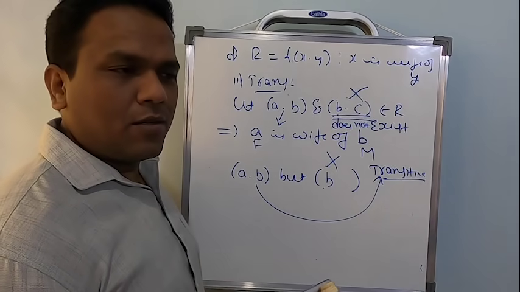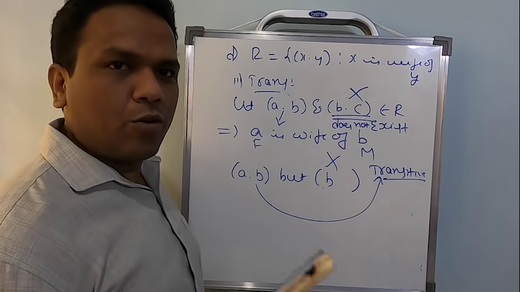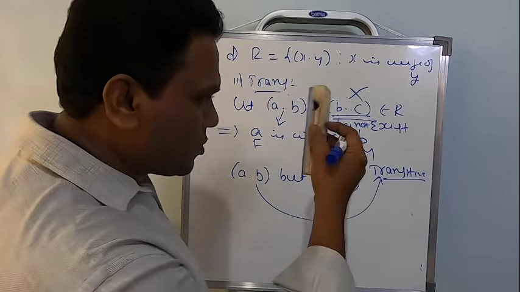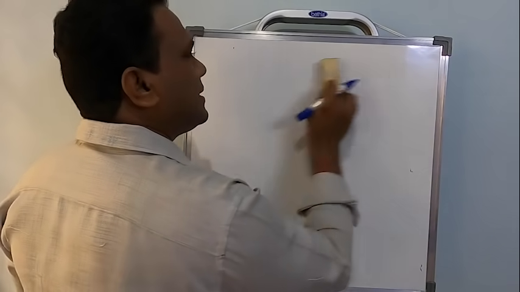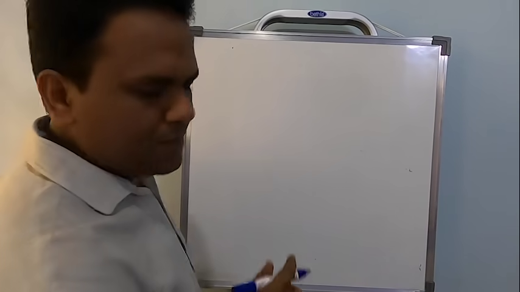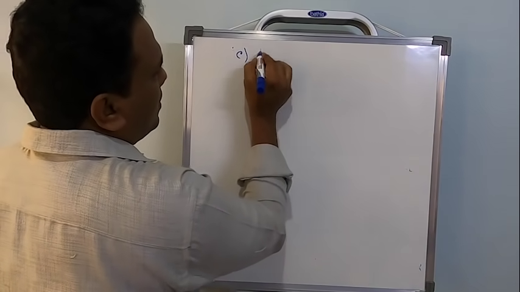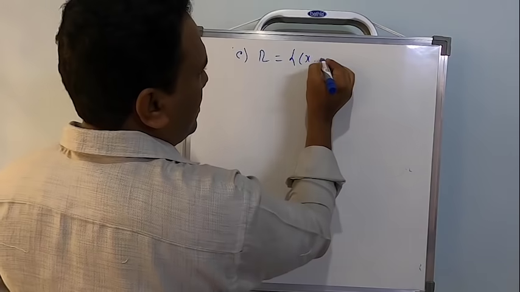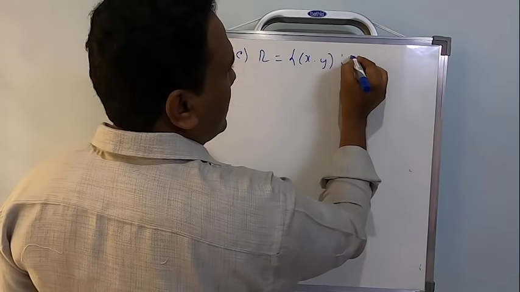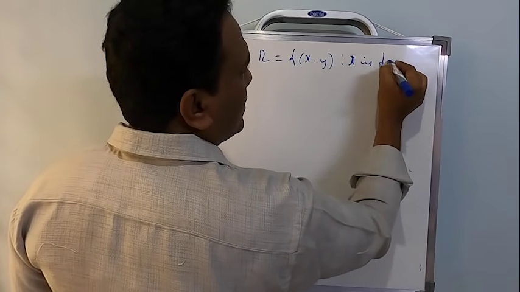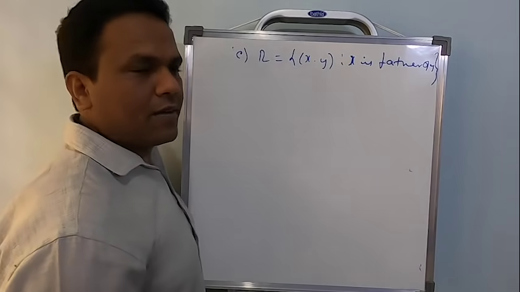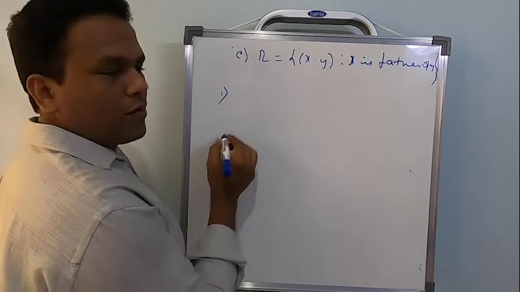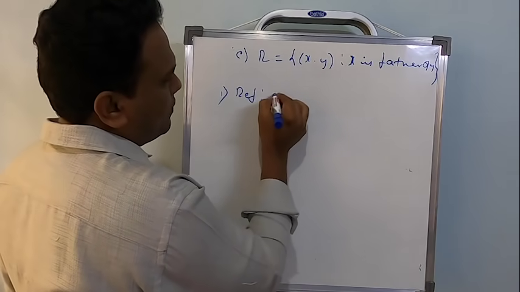Occasionally we get this. Intentionally sometimes it will be given to make you confused. Okay, so please try to understand this concept. Now in this the last one is R equal to ordered pair x comma y such that x is father of y. X is father of y. So let's go for first one. So let's go for reflexive.